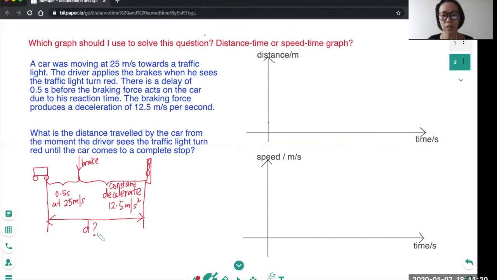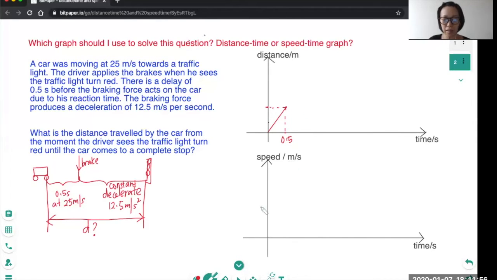Now, let's try using the distance time graph and see if it works. Given that it was traveling at constant speed, there will be a constant gradient for the distance time graph, which means it will probably look something like that, maybe. So it was traveling at a constant speed, which means that the distance is increasing at a constant rate for the first 0.5 seconds while he's still thinking about it.